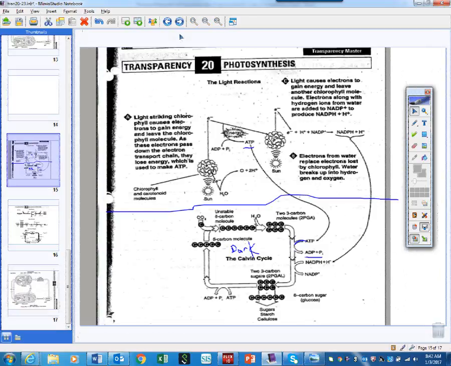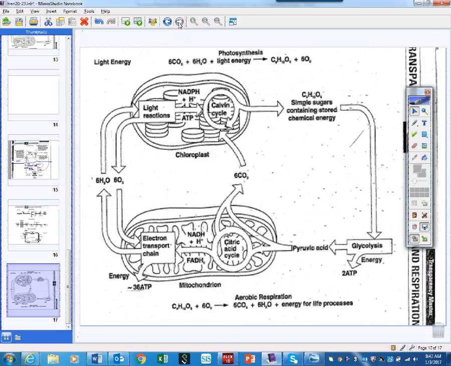Oops, let me jump over here. Transparency 23, that's the one that every other group is going to constantly consult. Even if you're group 4, the light reaction, there's an arrow going in. There's an arrow coming out. Arrow going in is a reactant. Arrow coming out is a product.